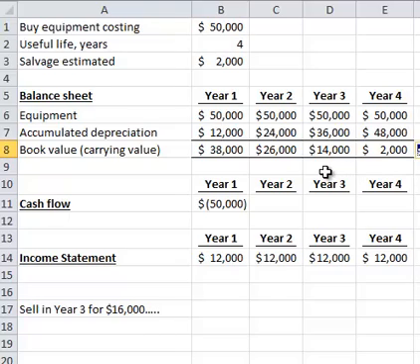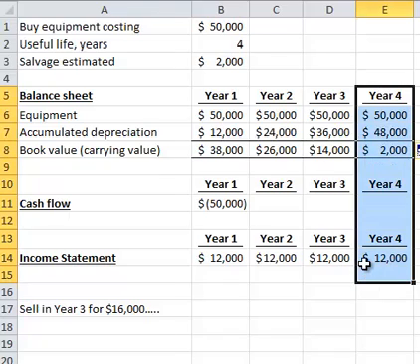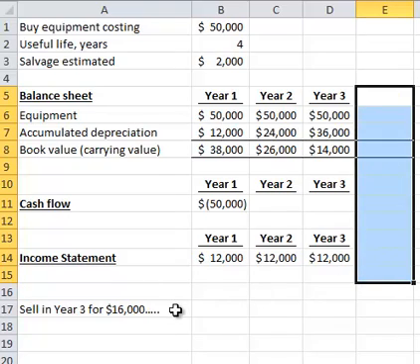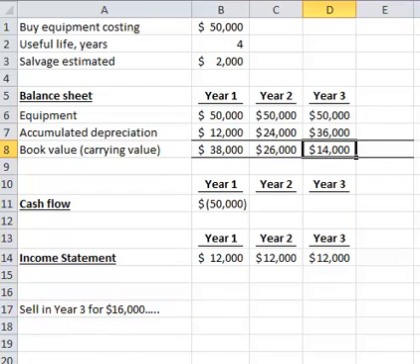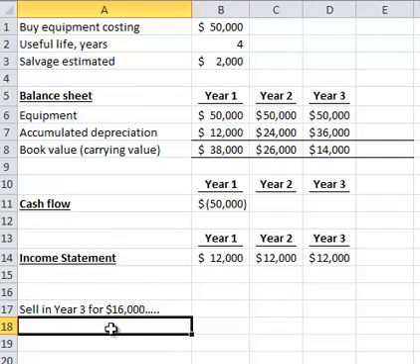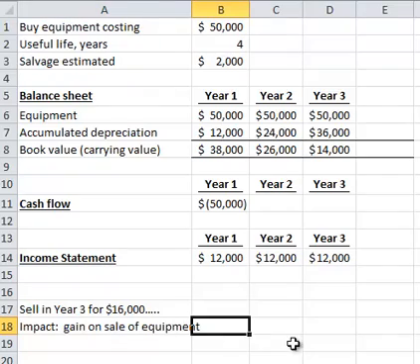Now, what do you think would happen if, instead of keeping it all the way till the end of its useful life, we sold it at the end of year three for $16,000? Well, it's on the books. Our carrying value or book value is $14,000. So we're going to give up $14,000 and we're going to get $16,000 in cash. What's the impact? You're going to have a gain on sale of equipment of how much? $2,000. That's right.